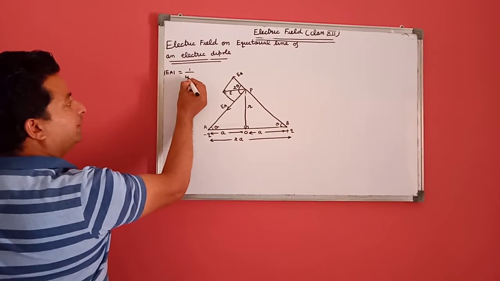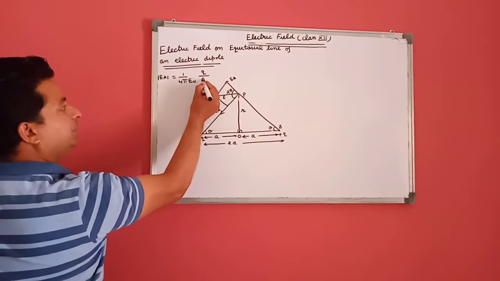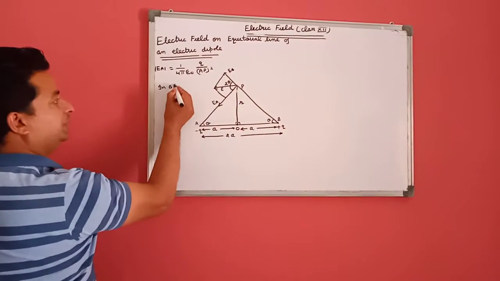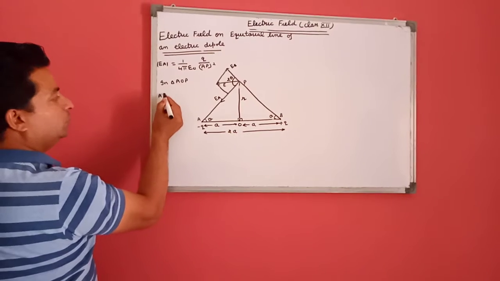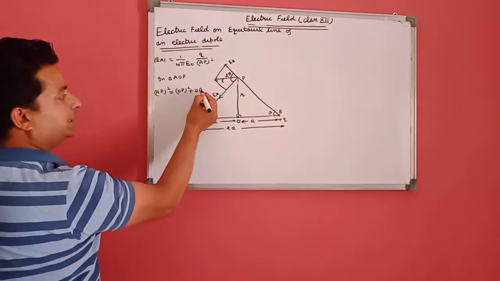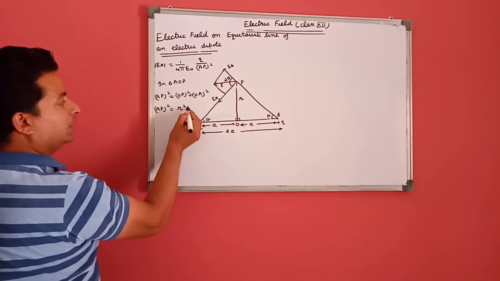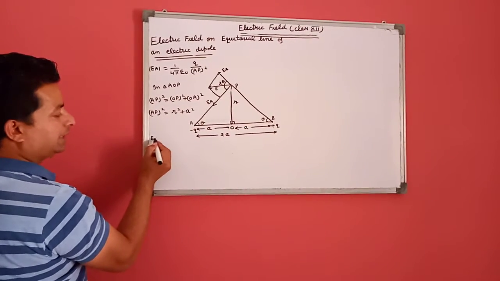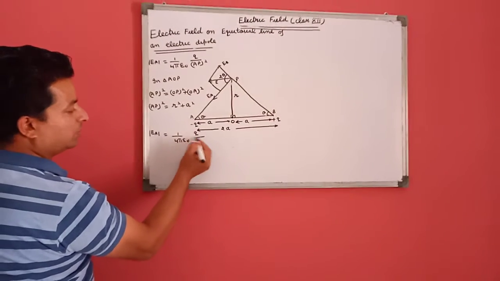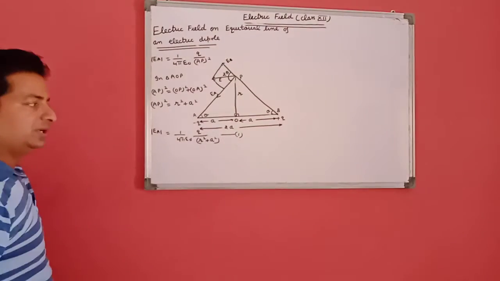As we know, electric field is 1 by 4 pi epsilon naught q upon AP whole square. In right angle triangle AOP, AP whole square equals OP square plus OA square. In the figure, OP is r and OA is a. So the electric field at point A is equal to 1 by 4 pi epsilon naught q upon r square plus a square. This is equation number 1.